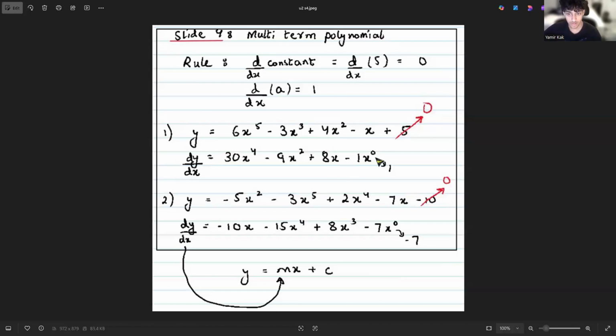And for negative x, it's just the same as negative 1x to the power of 1. We multiply negative 1 by 1 and reduce the exponent by 1. So negative 1 times 1x to the power of 1 minus 1 becomes negative 1x to the power of 0. This is very important: when any non-zero number is raised to the power of 0, it becomes 1. And negative 1 times 1 is negative 1.